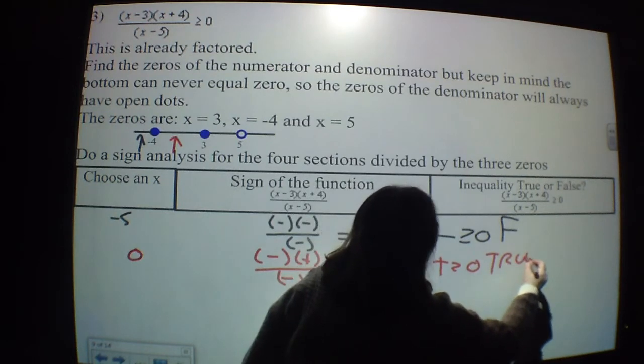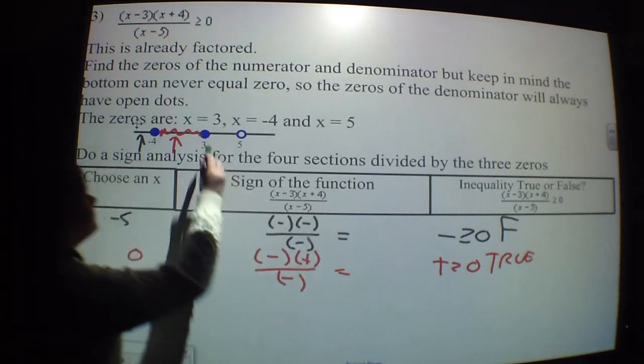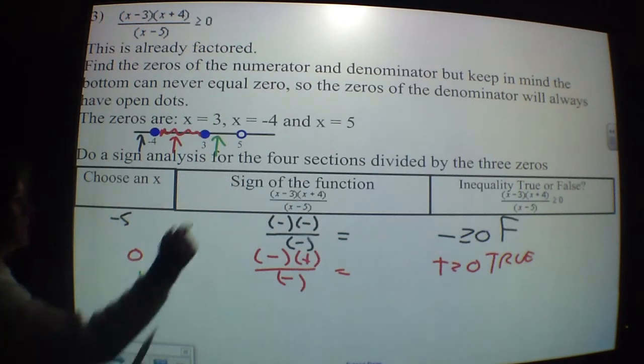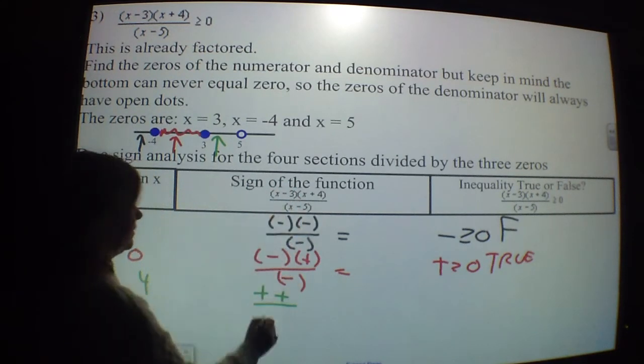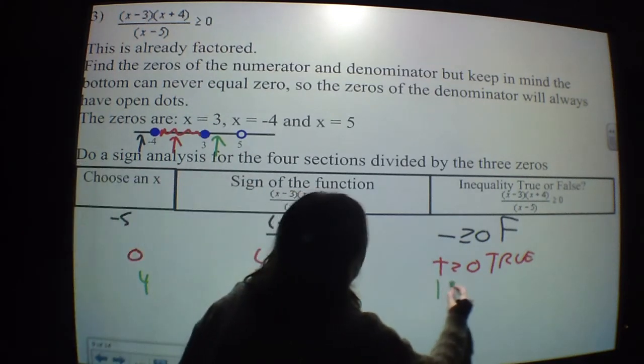It's true. So it works there. Pick something between 3 and 5, let's say 4. When you plug in 4, you have a positive times a positive over a negative. That's false.